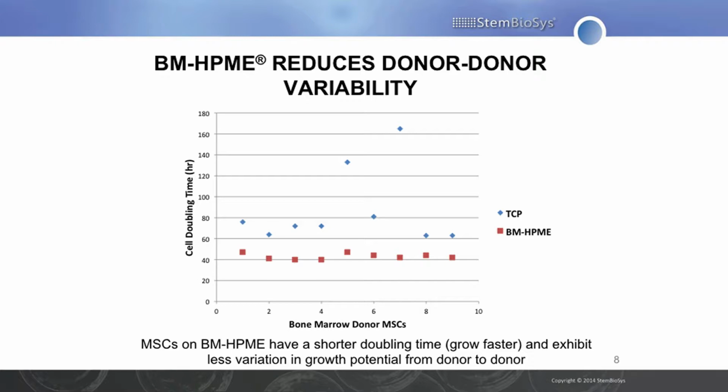On the x-axis of this graph are different donors, bone marrow cell donors, and on the y-axis is the doubling time. So what you see is that not only are the cells grown on bone marrow HPME dividing much more rapidly, it's a much more consistent behavior that you see from these cells. As opposed to those placed on plastic, the proliferation rate varies from donor to donor, and that's probably indicative of them interacting with what is a foreign substance, that being tissue culture treated plastic.